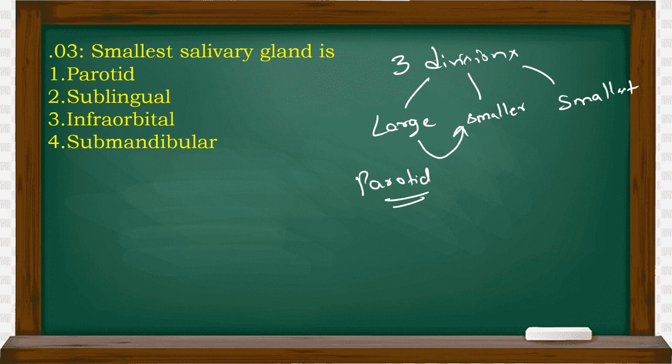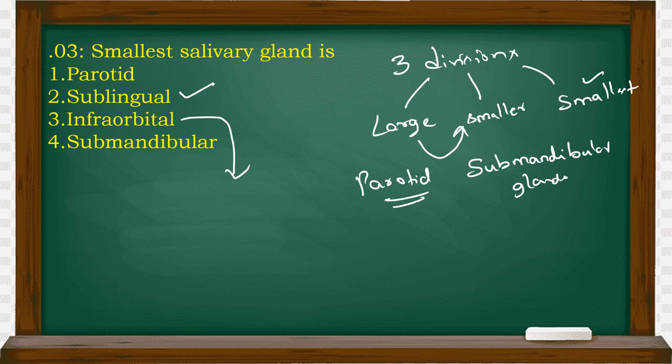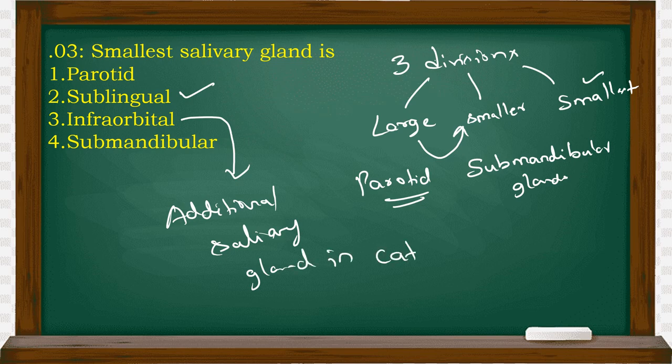Whereas the submandibular gland stands next to the parotid gland with respect to size, and the smallest one is the sublingual gland. And we have one more option, number 3, which says infraorbital. Infraorbital is an additional salivary gland that is present only in cats. This is seen only in the case of cats, whereas the parotid gland, sublingual gland and submandibular gland are seen in human beings. So the smallest out of all these four options is the sublingual gland. Next to it is the submandibular gland. Next to it is the parotid gland. But the additional salivary gland present only in cats is the infraorbital gland.